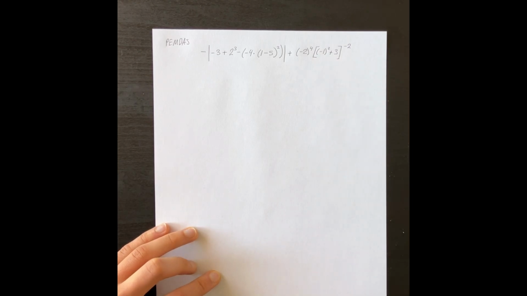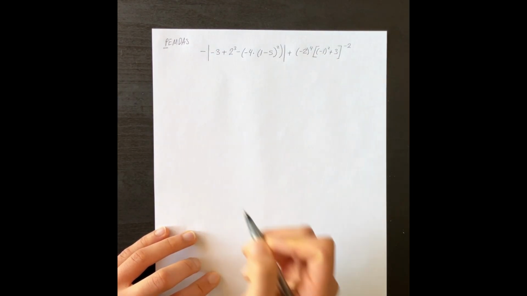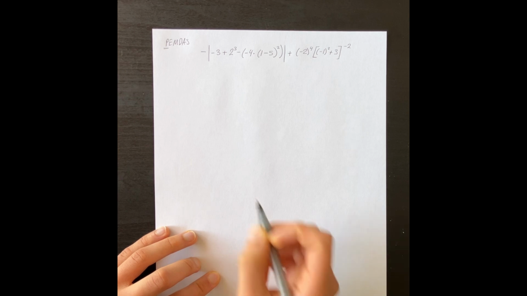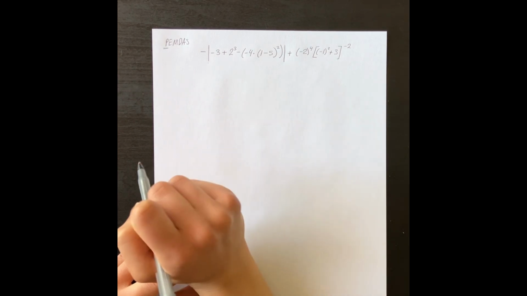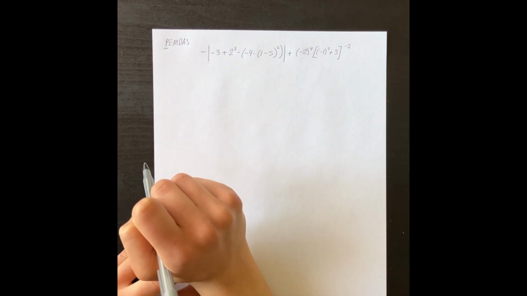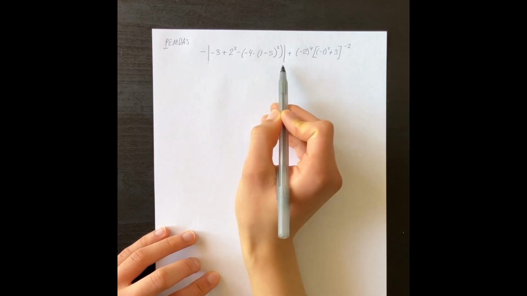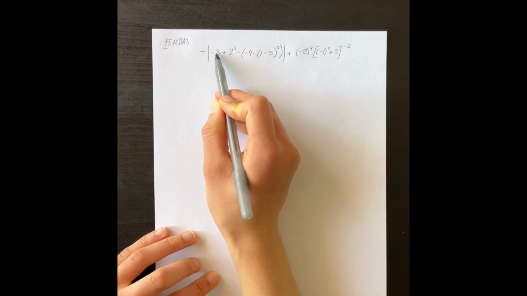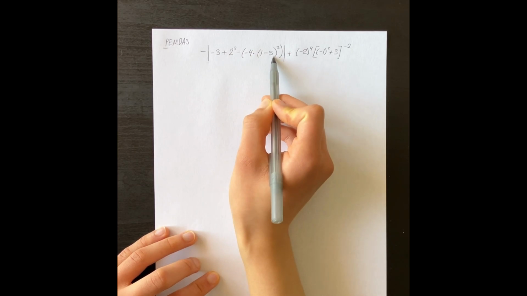Okay, so let's start with P. We want to look for all of the groups inside parentheses and deal with those first. And remember that absolute value acts as a parentheses. So let's take a look at this part first. We have the absolute value. We're treating that like parentheses. Inside the absolute value, though, we have another set of parentheses. So let's deal with that first.